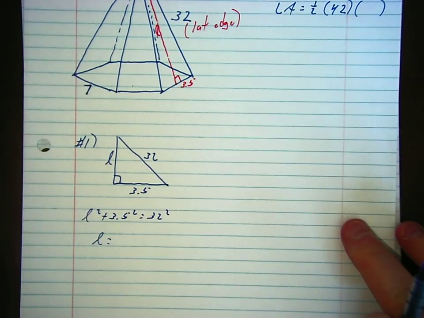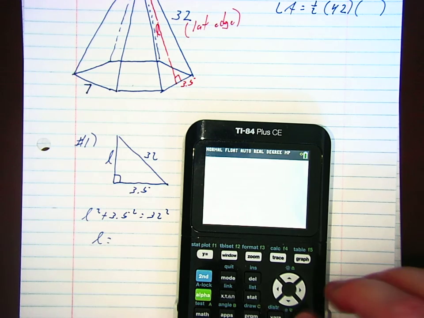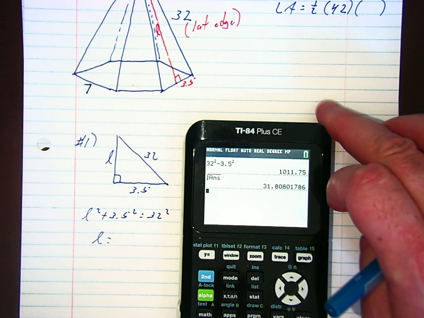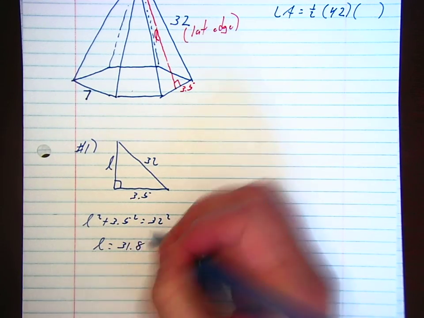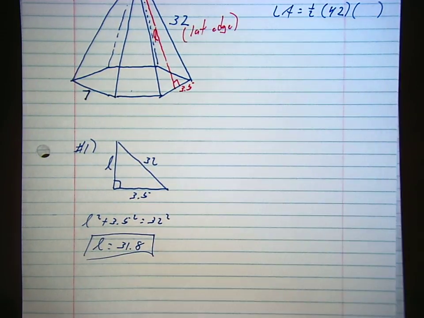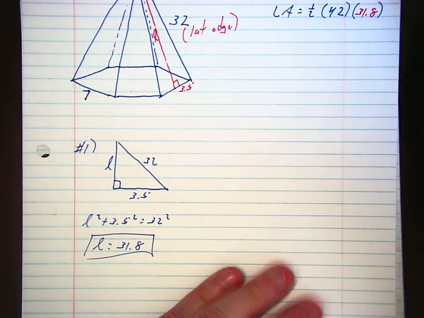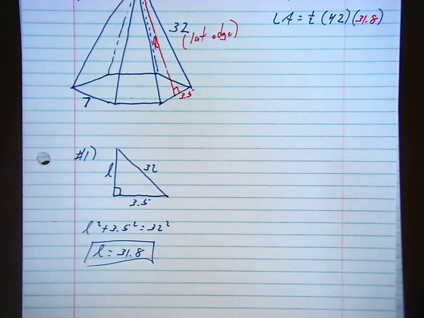And now I'm just going to use a calculator. So I need 32 squared minus 3.5 squared. Give me that number. Then I'm going to take the square root of that, and I get 31.8. So there's your L, 31.8. So that can go up here. And now you have your lateral area. Just need to do your multiplying.